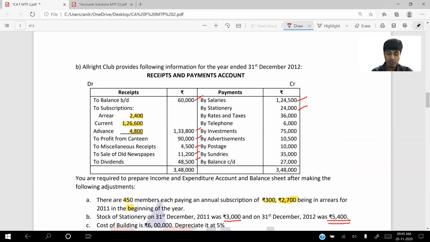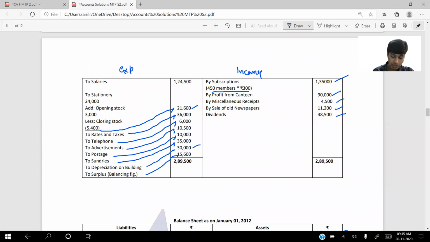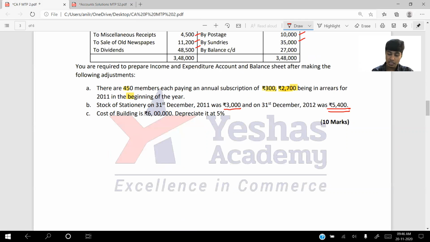Salaries 1,24,500 expense. 36,000 expense, 6,000 expense, 75,000 expense, 10,500 expense, 10,000 expense, 35,000 expense. So 1,24,000. Let's check these items if we have them in here. See, same things. 1,24,500, then 36, 6, 10,500, 10,000, 35,000. Same things, whatever is mentioned there. Lastly, I have one item here.